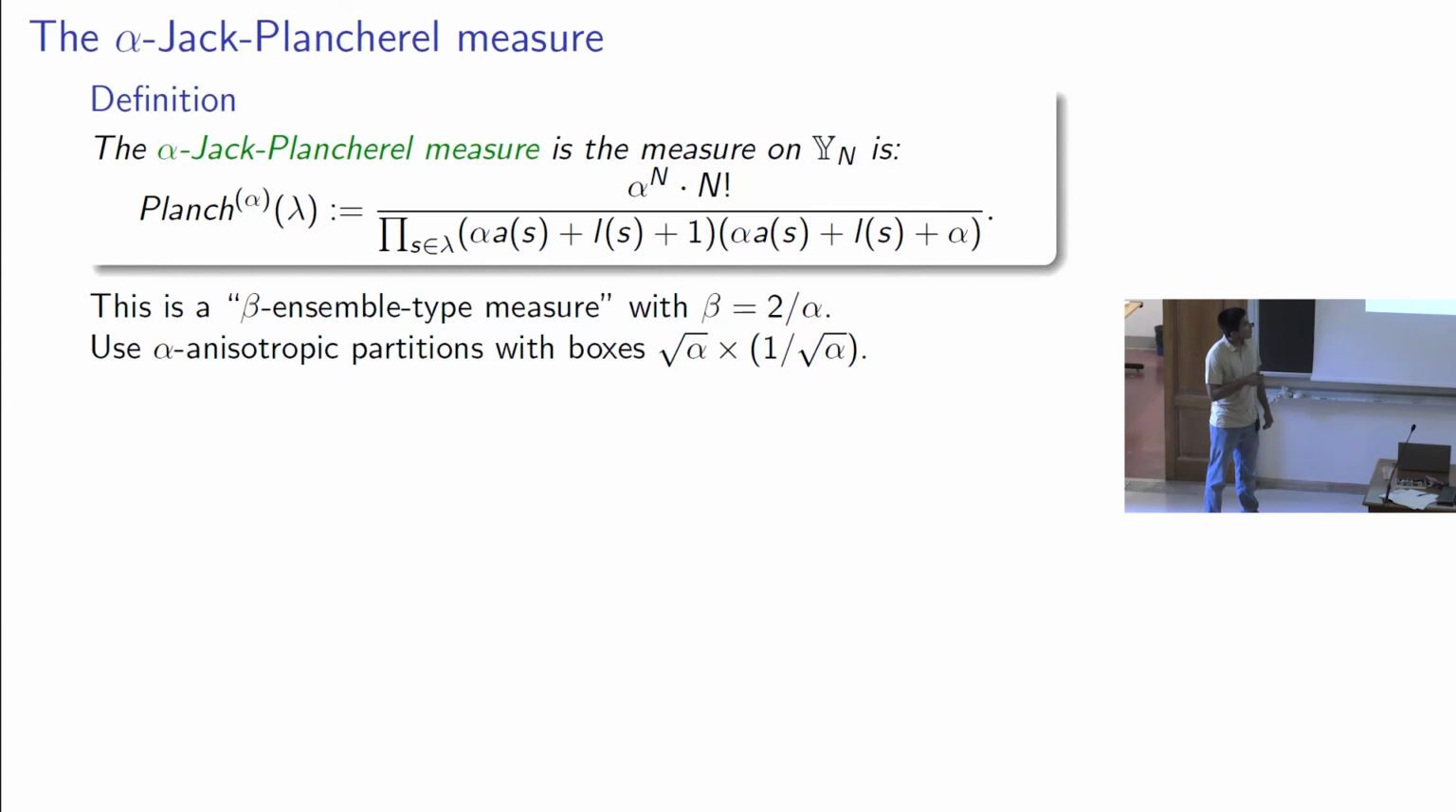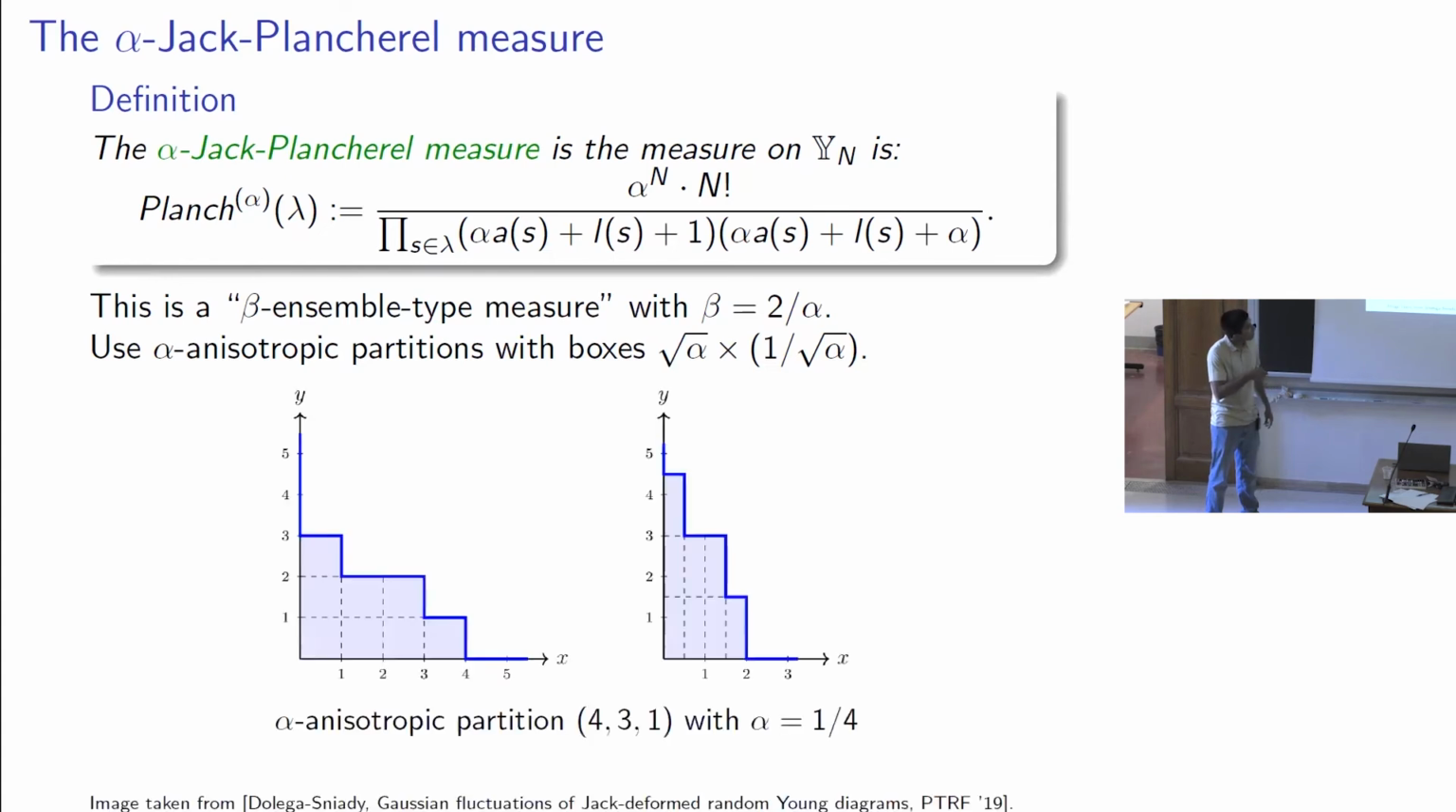I need to do something more too. Instead of drawing the partitions in the usual way, I will need to draw an anisotropic partition. This is terminology introduced by Sergei Kerov, which tells me that instead of having boxes of size 1 by 1, I will have boxes of size square root of alpha times 1 over square root of alpha. So the boxes still have area 1, but they will be modified a little bit. They will be either long or thick.